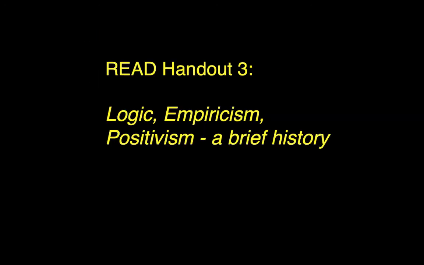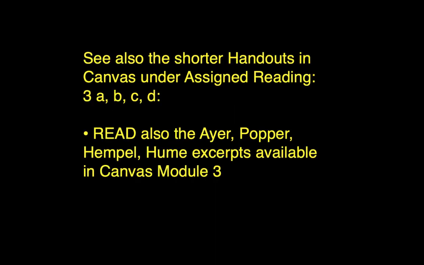Read all of handout 3 now. Logic, Empiricism, Positivism, A Brief History. See also the shorter handouts in Canvas under assigned reading 3A, handout 3, 3A, B, C, and D. Read also the Ayer, Popper, Hempel, Hume excerpts available in Canvas Module 3. This is the end of the slideshow.